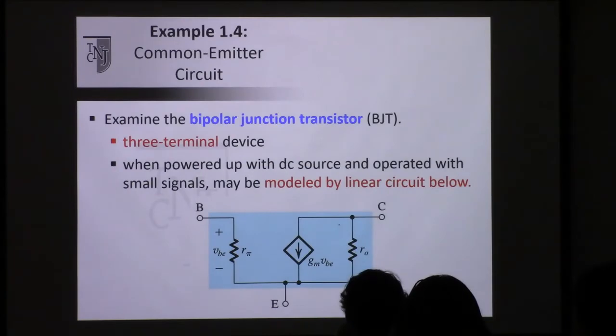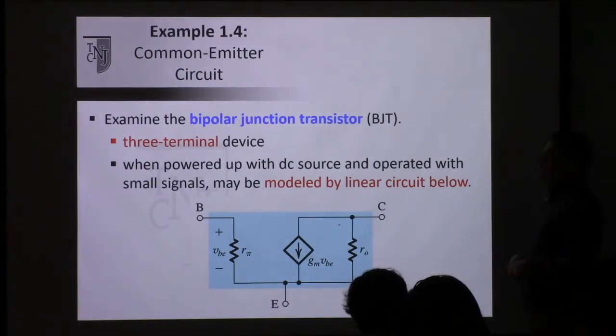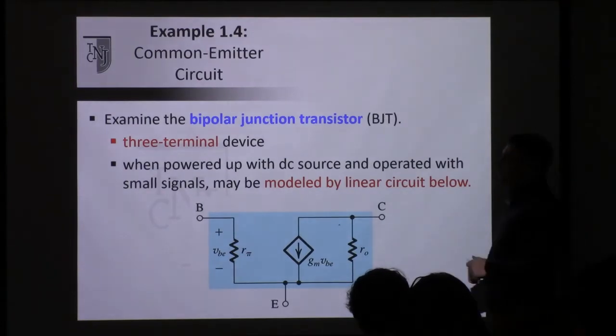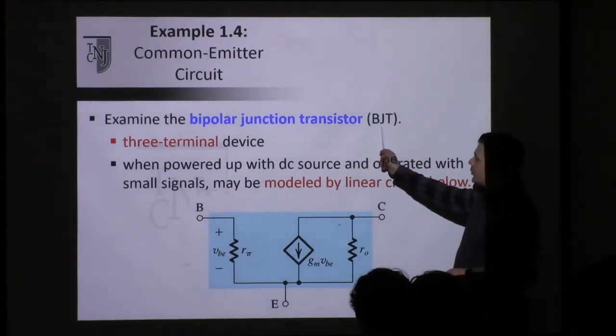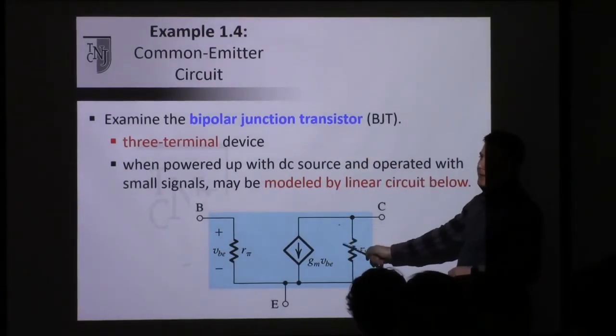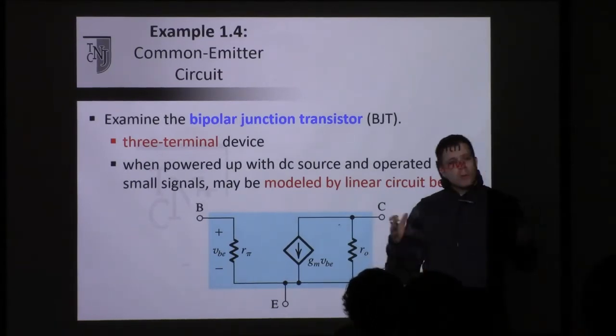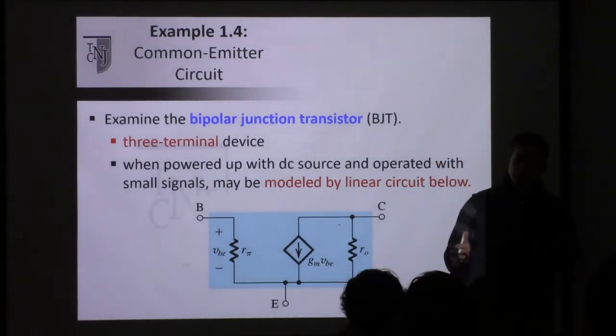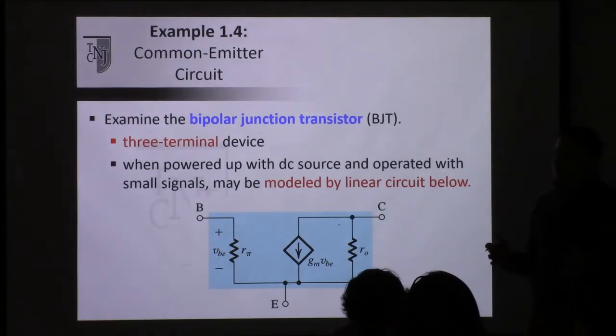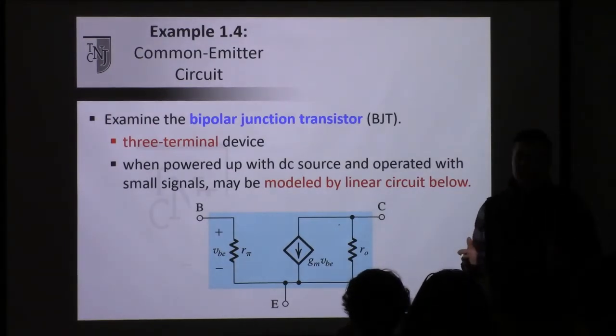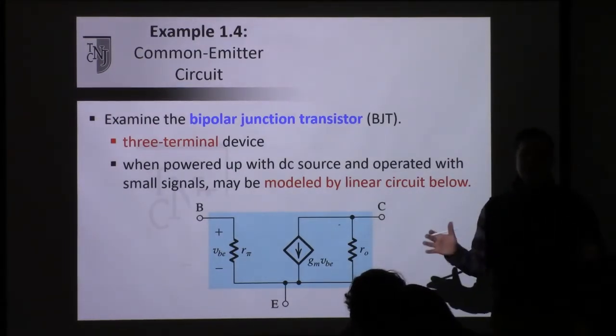Okay, example 1.4. This is an example from the textbook. It examines a bipolar junction transistor, which is represented by this model right here. Now, what is a bipolar junction transistor, a BJT? It's what we're going to study in Chapter 6. We haven't talked about it yet. And so at this point, we can just take the model at face value.